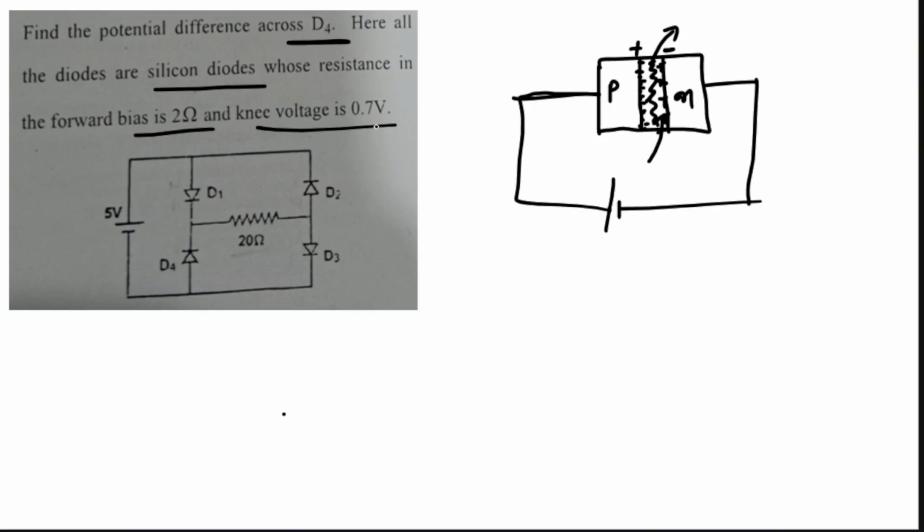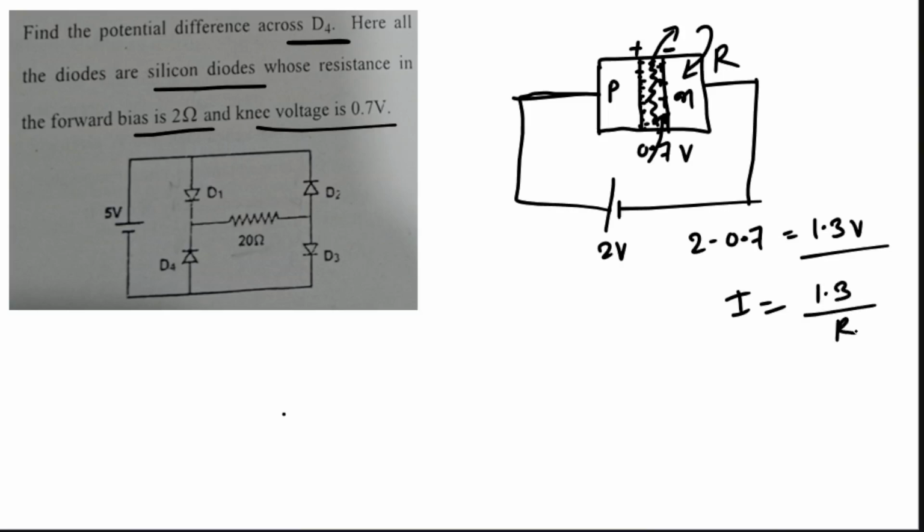So if its knee voltage is 0.7 volt, it means if you're supplying 2 volt here, then 0.7 volt will get eaten up in order to let conduction happen, and thereafter current will get established. So 0.7 volt will get eaten up, and from here what do you do? 2 minus 0.7, so 1.3 volt is left. And if its resistance in the forward bias is R, then the current passing through this diode you will write as 1.3 by R, not 2 by R, because 0.7 has been eaten up in order to let conduction happen. So this basic thing you have to understand in order to solve this question.